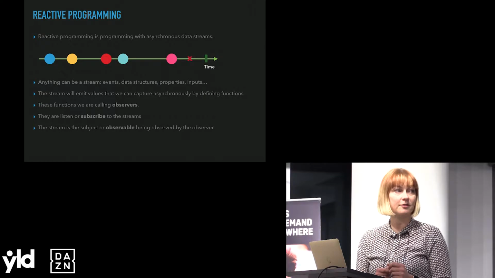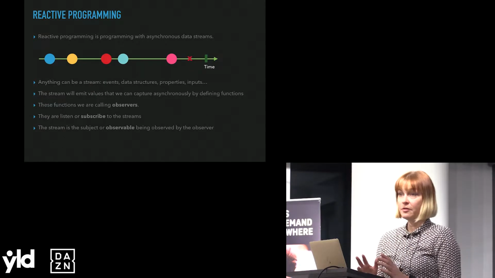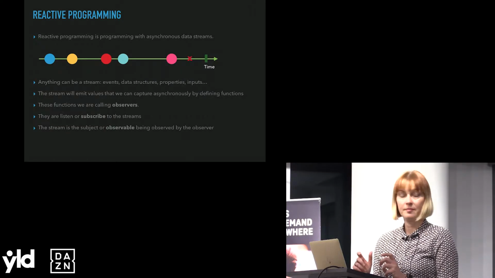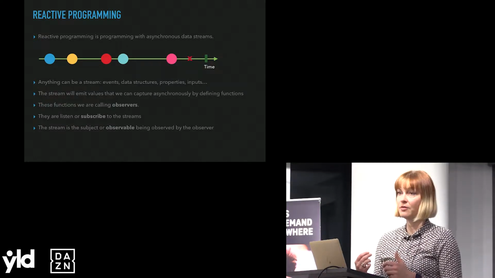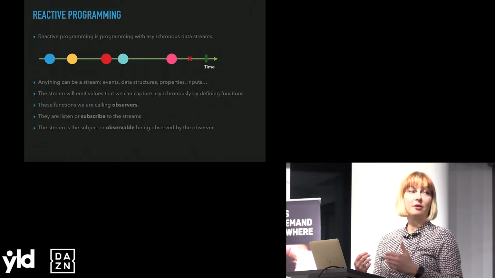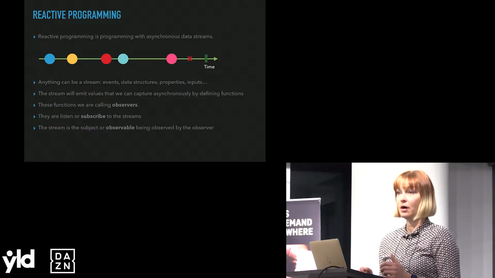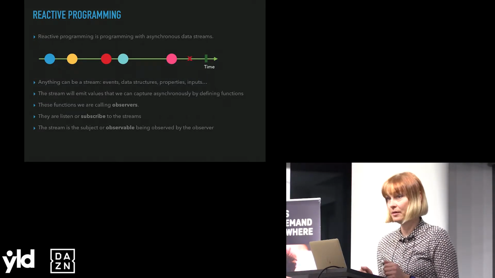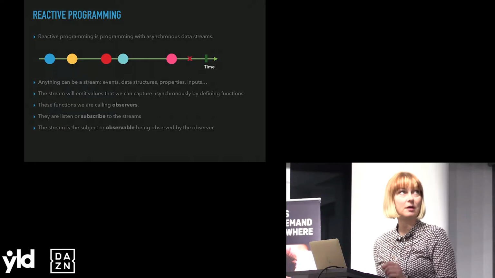We define these functions, and we call them observers. The observers are subscribed to those streams. The stream, in this case, we call an observable or a subject, and it is being observed by that observer. So it is very similar to the observer pattern, and these are really the basics of reactive programming. Of course, there are many more things, but it's not the topic today.